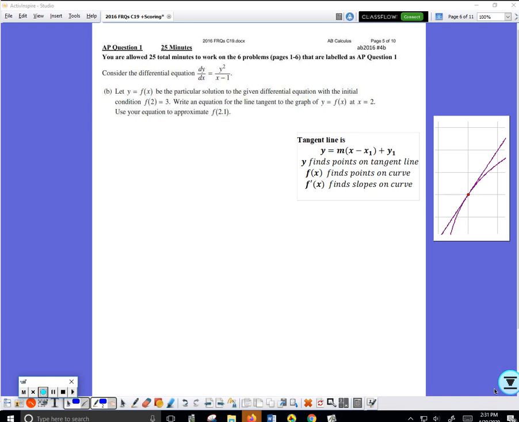Okay, when it says consider the differential equation, again, that does not mean you use the Sassy method necessarily. They're just giving you the formula for the derivative. So what you should be thinking of is something like this. You don't have this formula, you do have this formula. You have a way of finding slopes on a curve.